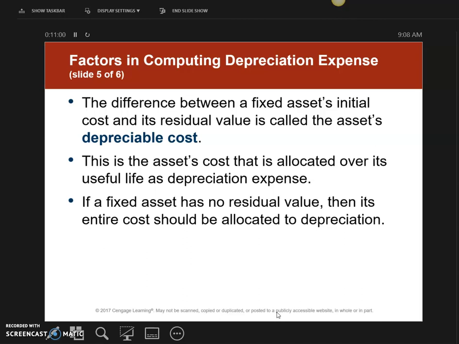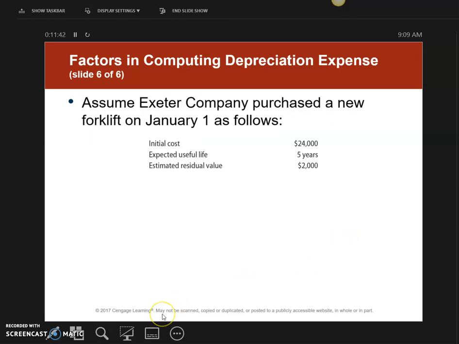If I have no residual value, and by the way, the residual value is the only one of the 3 things that you actually determine. The cost is what you pay for it. The useful life is what the IRS says, but the residual value is the only thing that you actually have control over. So we're going to show you an example.